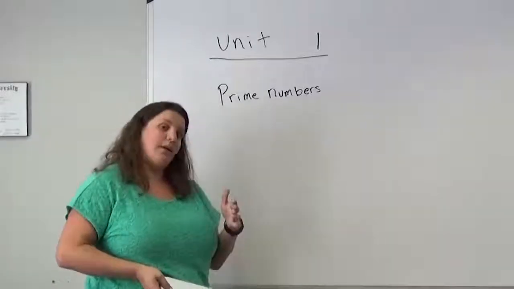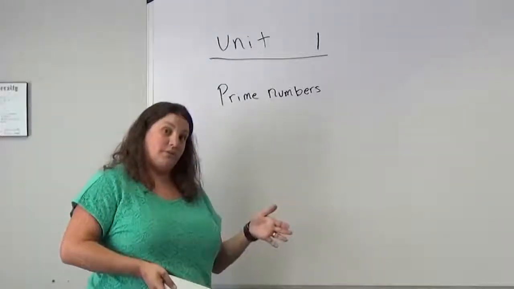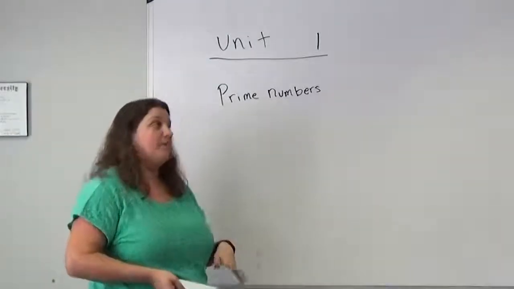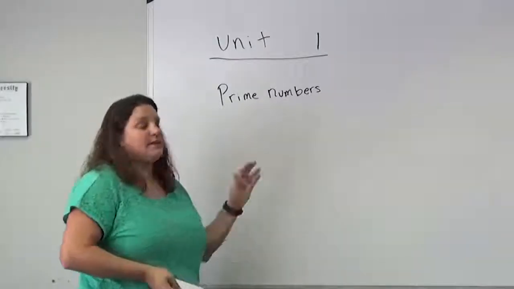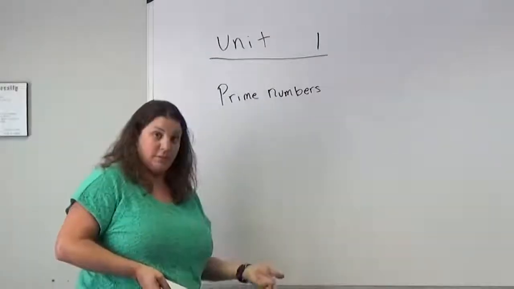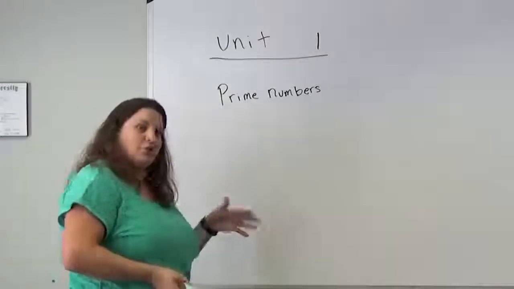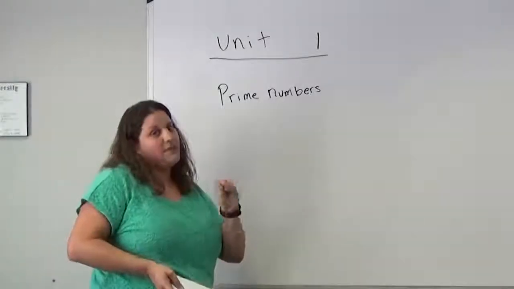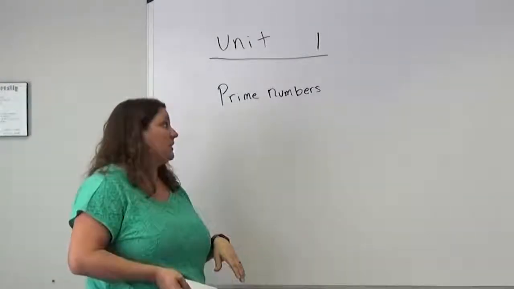You can immediately rule out anything that ends in an even number other than 2, because that means it's divisible by 2. You can immediately rule out anything that ends in a 5, because that means it's divisible by 5. Things like that. You'll learn tricks like that, and you'll see that there's actually not too many prime numbers out there that you're going to be dealing with.